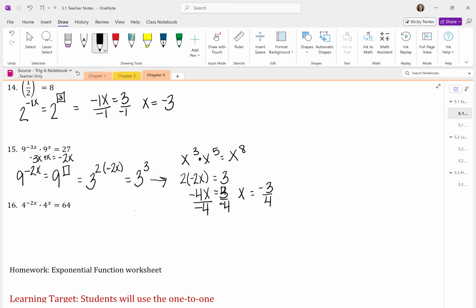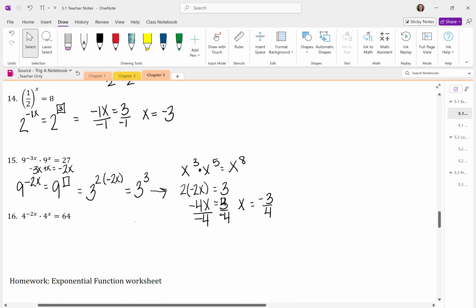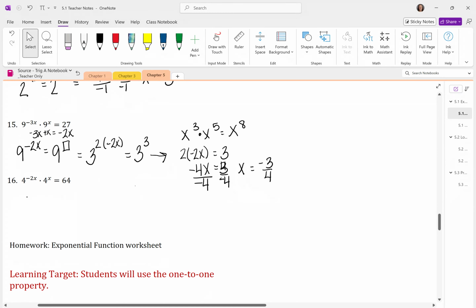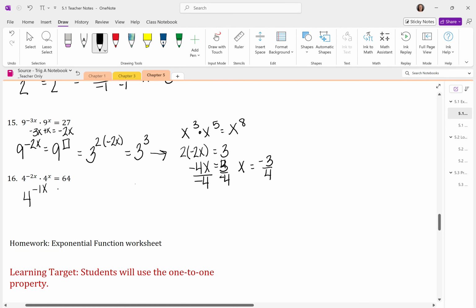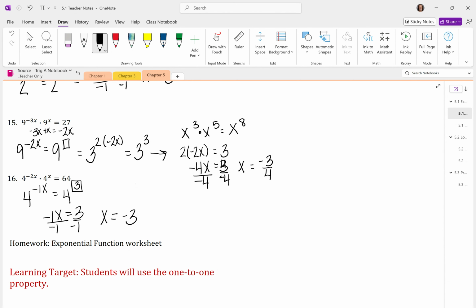Okay, so number 16, you can add these exponents together. So negative 2x plus x is negative 1x. And then can you rewrite 64 using a base of 4? So 4 to the what power gets you 64? And it's 4 to the third. So then you would have negative 1x equals 3. Divide by negative 1. x equals negative 3.